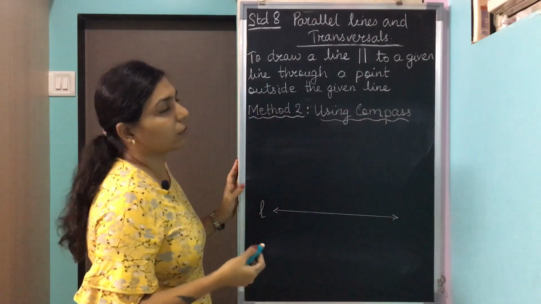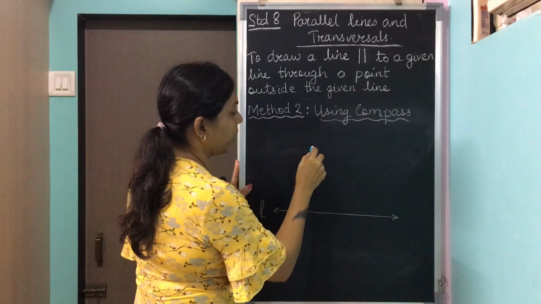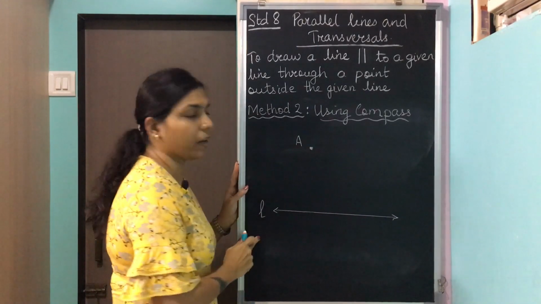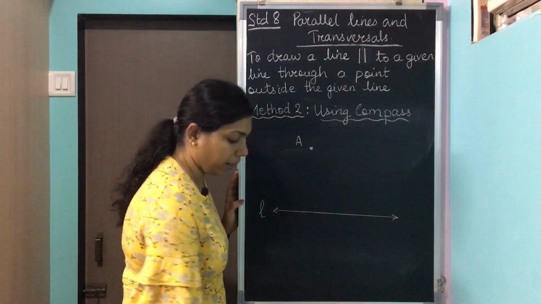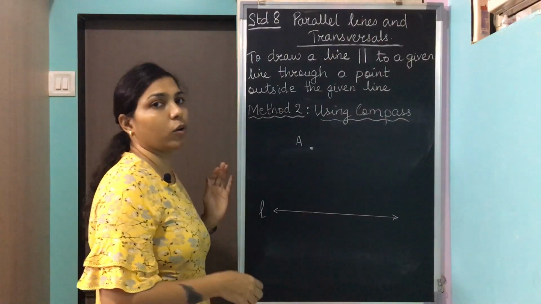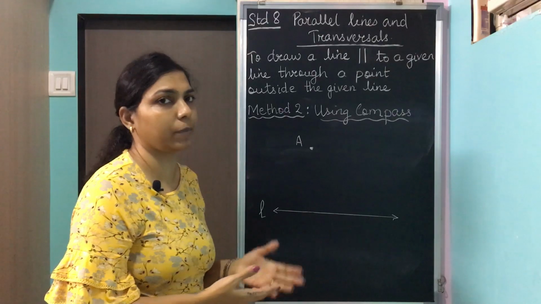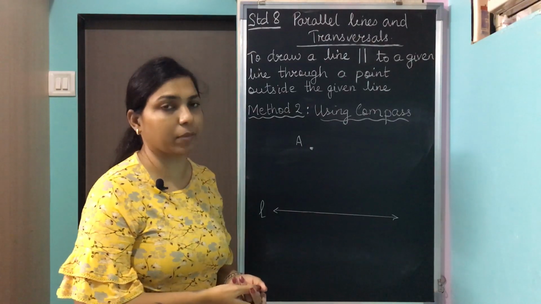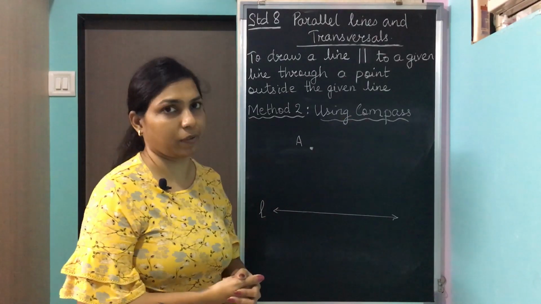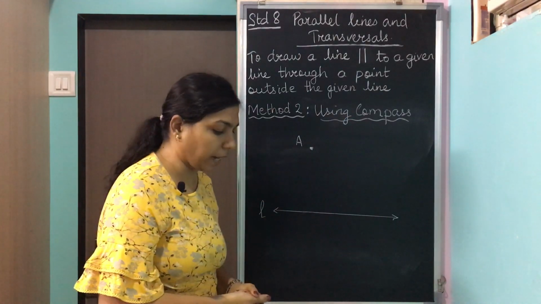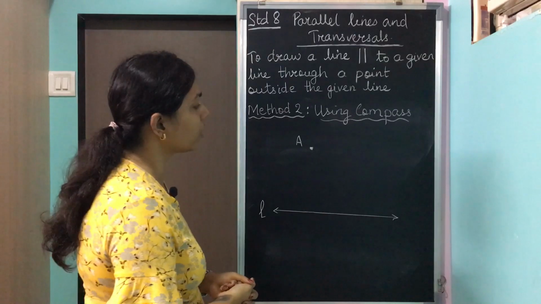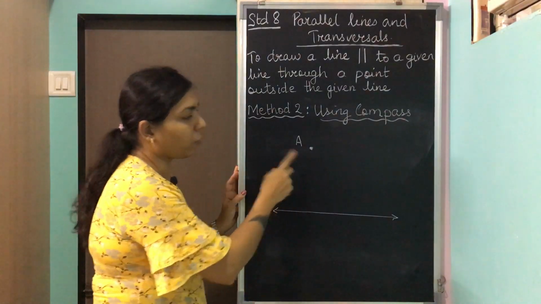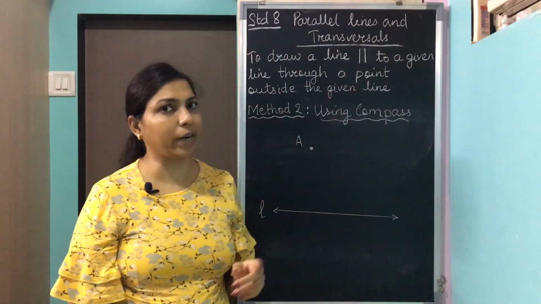The second method is using a compass. So we take the same line L and we take a point A outside the line. Now in the same way we have to draw the parallel line, but we will not be using set squares this time. This time we will be using a compass. Okay. So the first thing that we do is we draw a perpendicular over here. For the perpendicular you need only one set square.